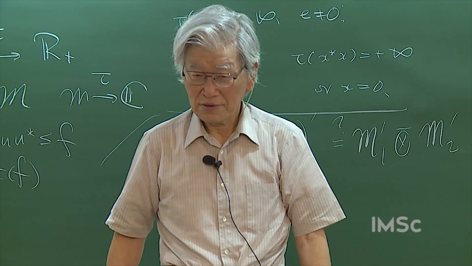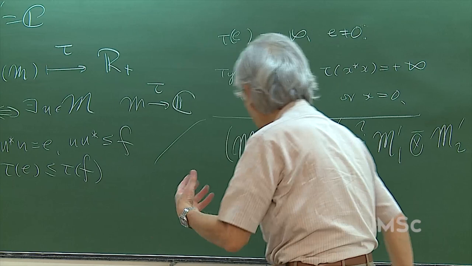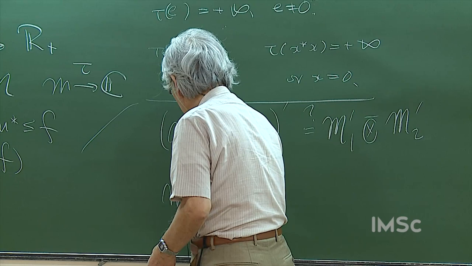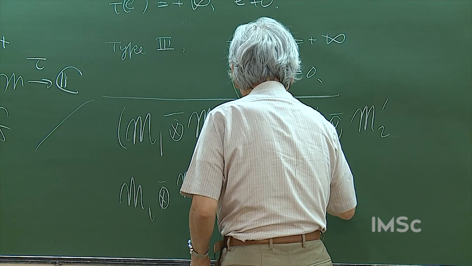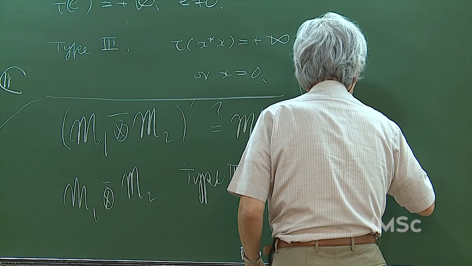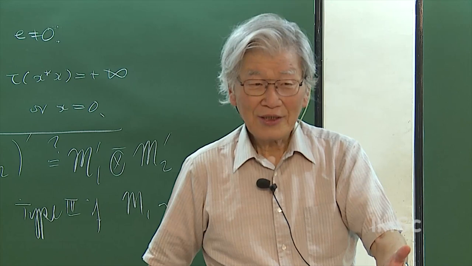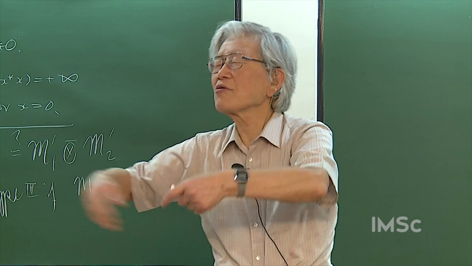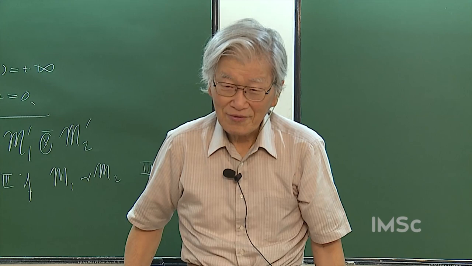And Sakai proved in '59 that the tensor product of M1 and M2 is type 3 if either M1 or M2 is type 3. So the type 3 world is really great, but if you make a tensor product, it's type 3 or gone, where you cannot go further. Okay.